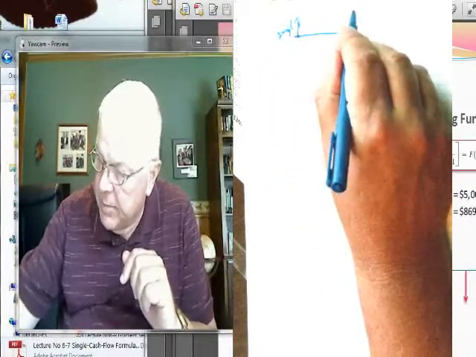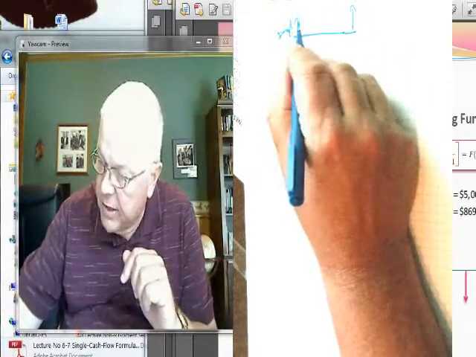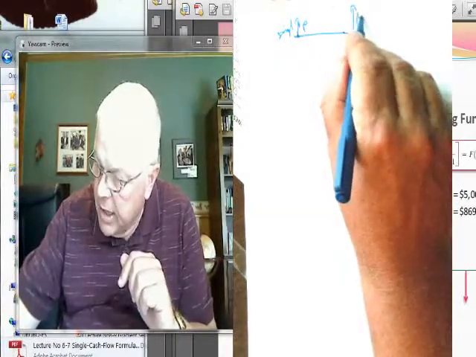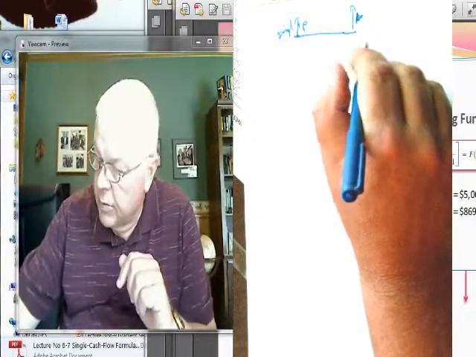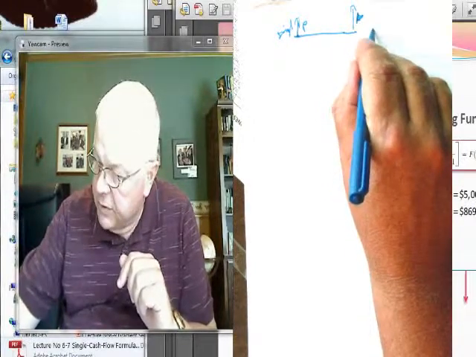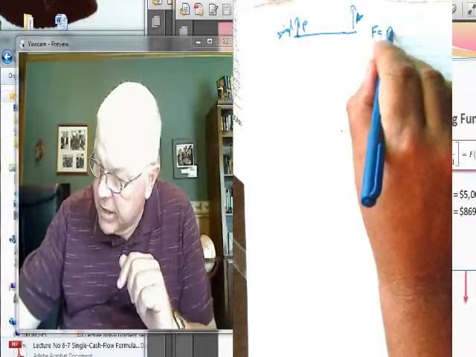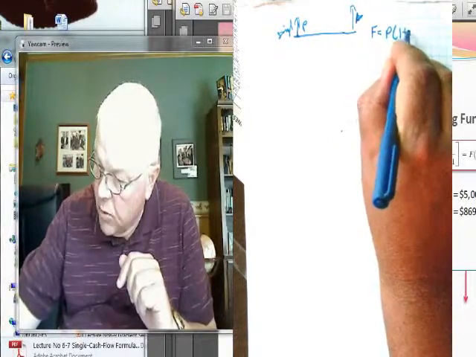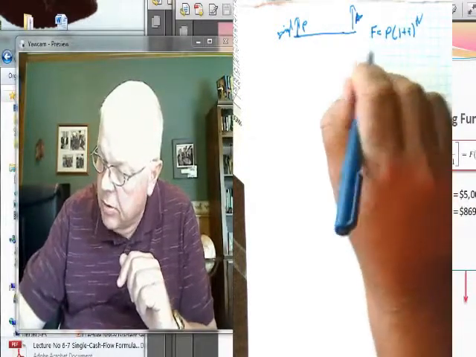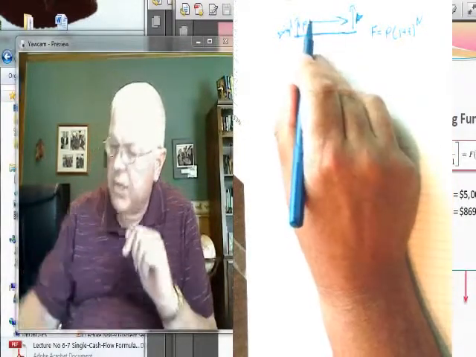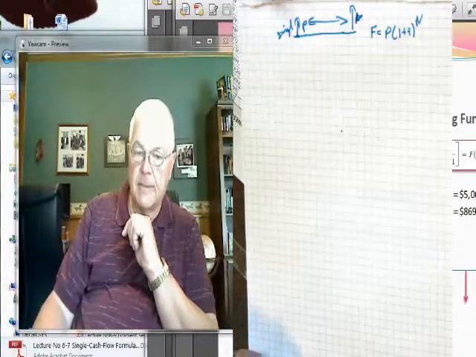And with a single payment, remember, we have a present value, we have a future value, and in general, for a compounding relationship, we say that the future value is equal to the present value times 1 plus the interest rate raised to the number of time periods. And that's the general projection between future and present.